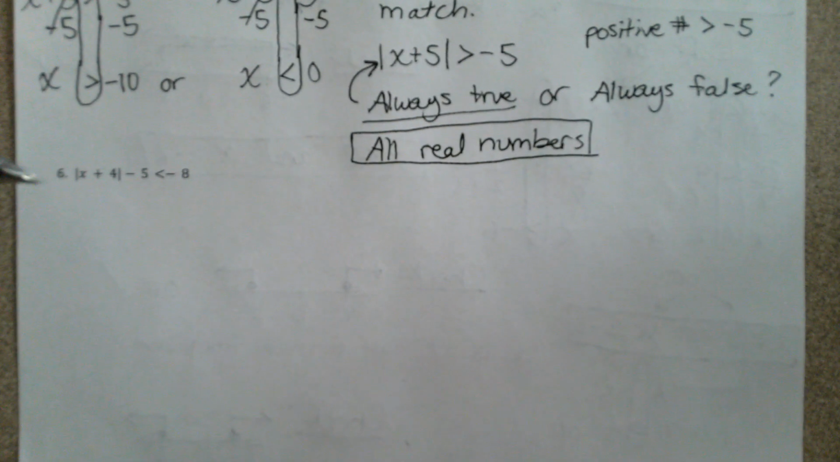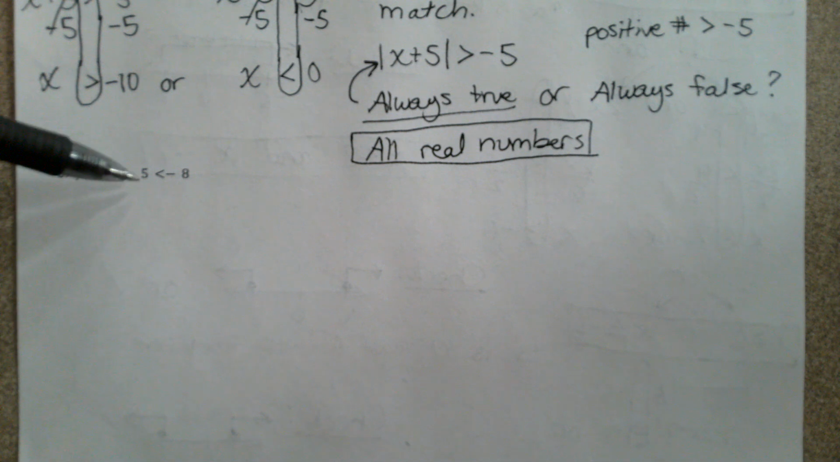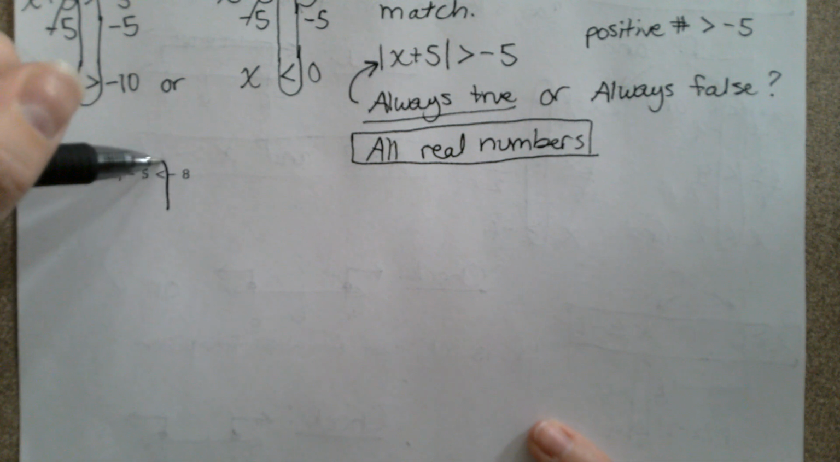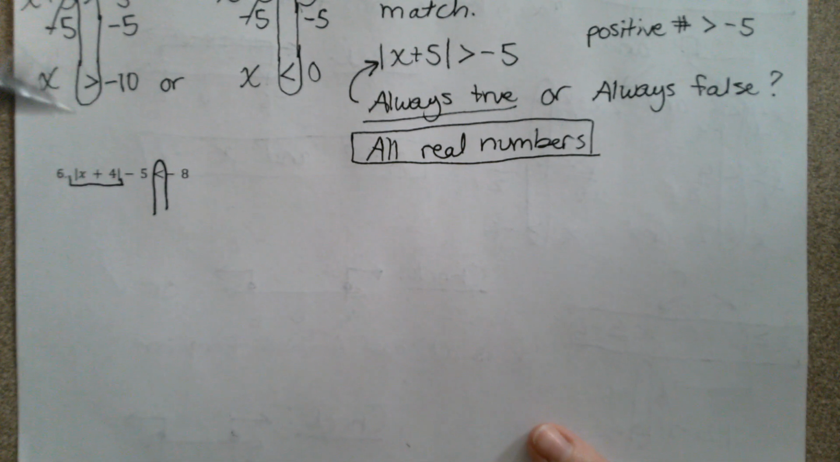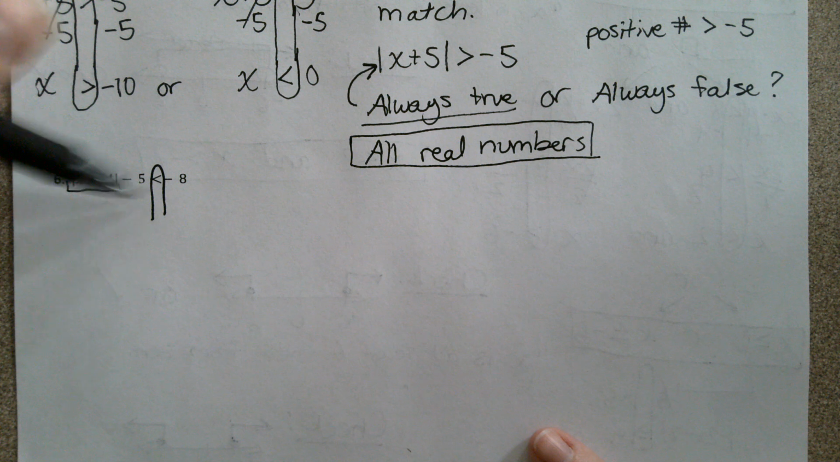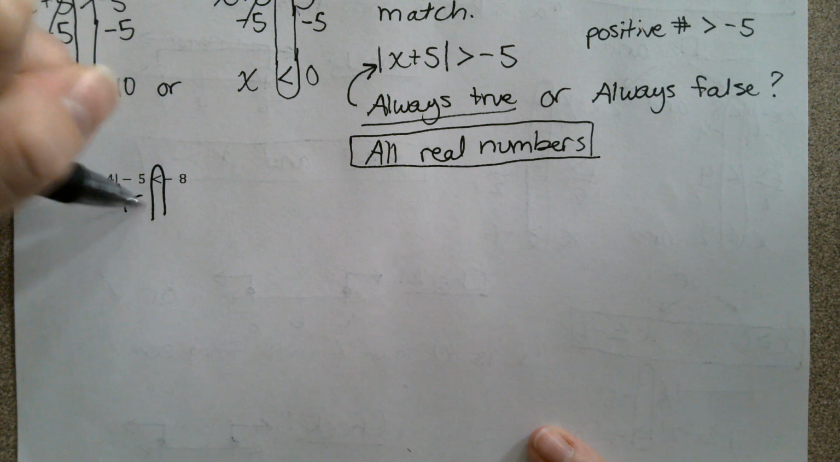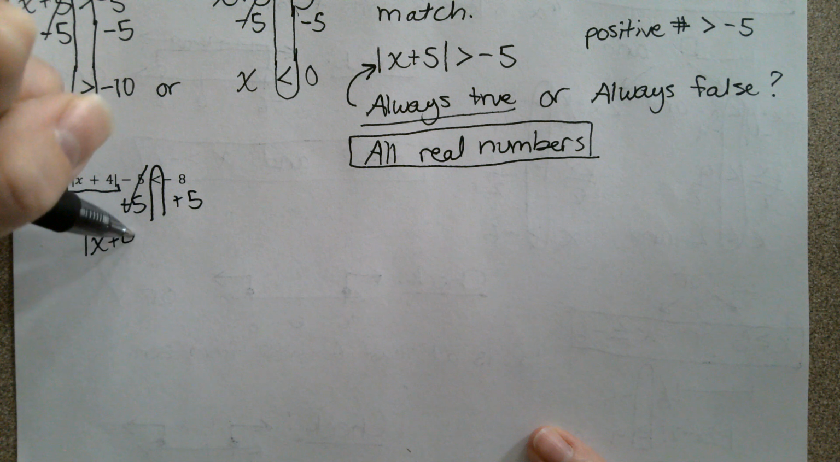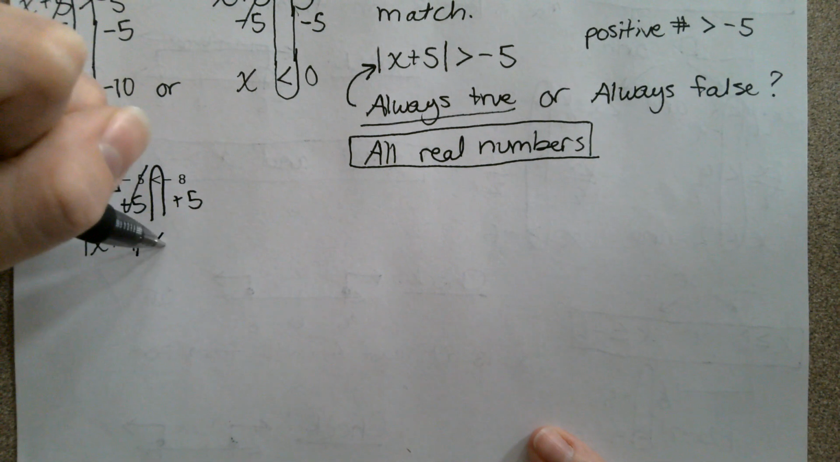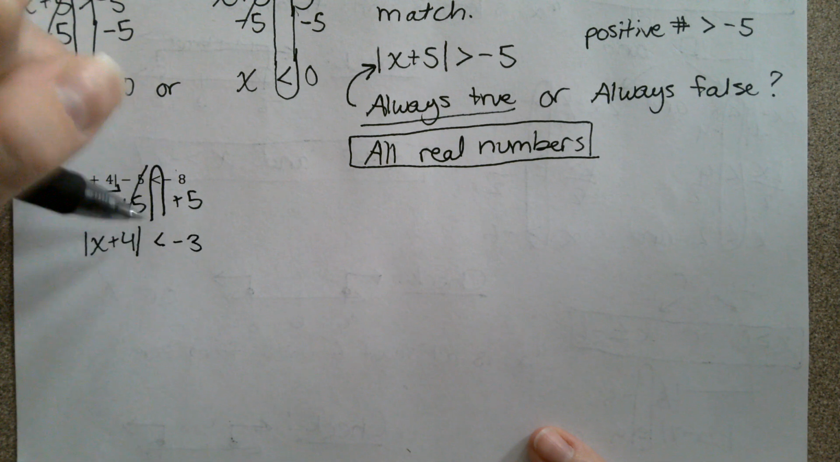Last problem, number 6. The absolute value of x plus 4 minus 5 is less than negative 8. Again, step 1 is to make sure you isolate your absolute value. That has not been done yet because we have to get rid of this negative 5. So I'll add it over. Bring down that x plus 4 is less than negative 3.